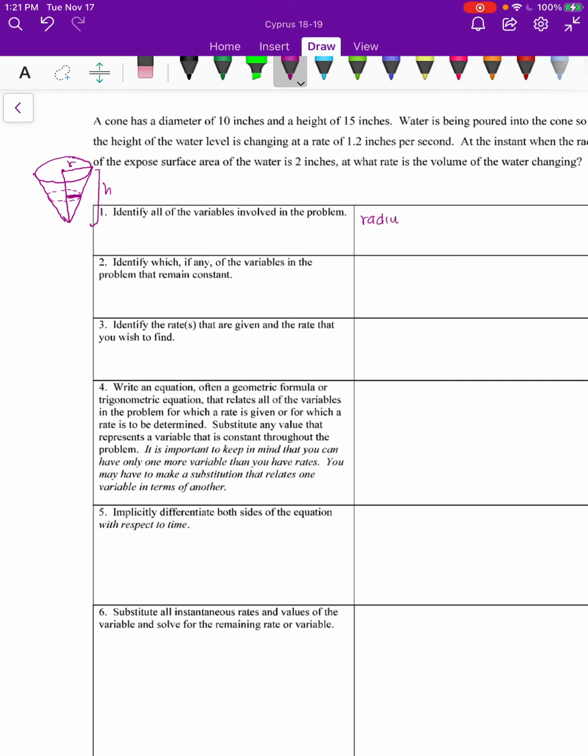What are the variables that are involved? Well, definitely the radius and the height. And then it's asking me to find the rate at which the volume of the water is changing, so volume is also a variable here. Are any of these constant? Well, the height of the water level is changing. The radius changes because we have a cone. And the volume is changing because the water level is increasing. So there are no constant variables.